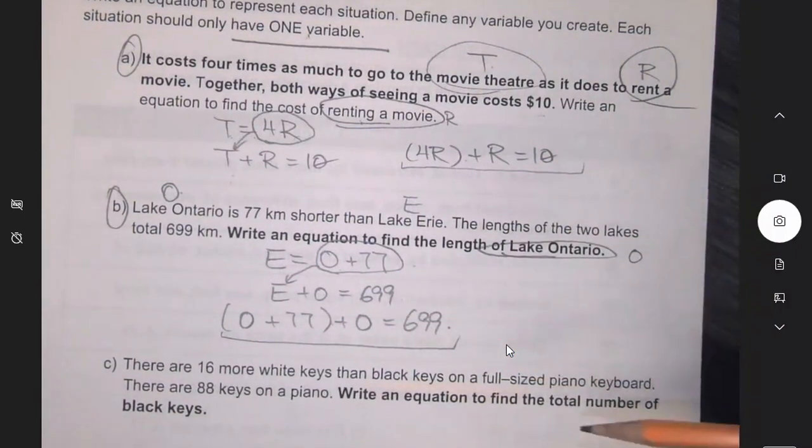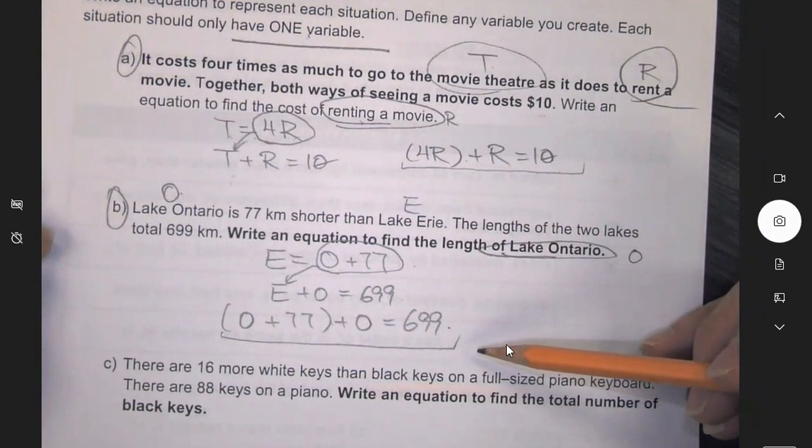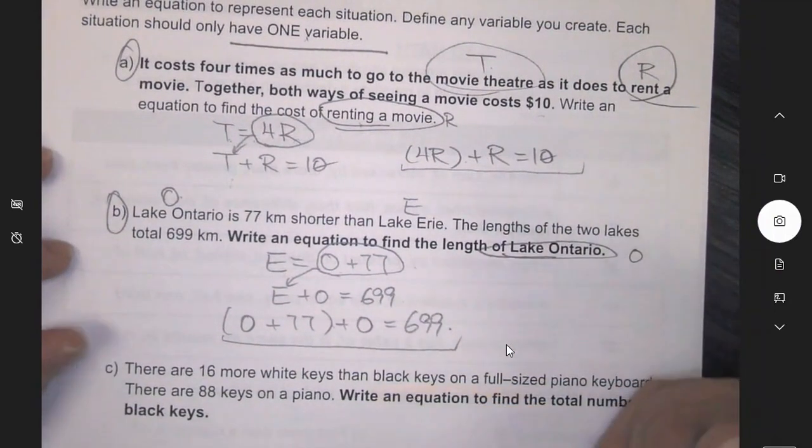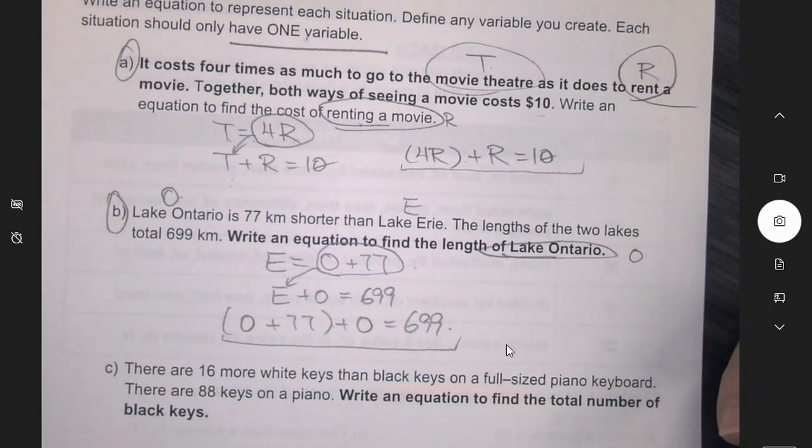Okay, so pause this video for now and try to do the other two examples, okay? And then I will have the answer right there.